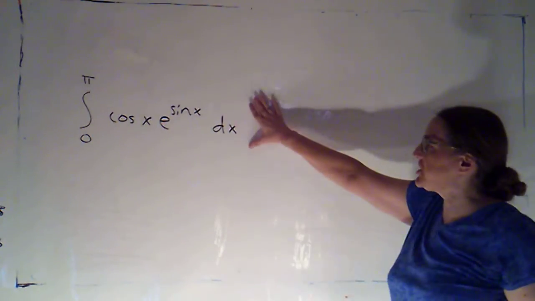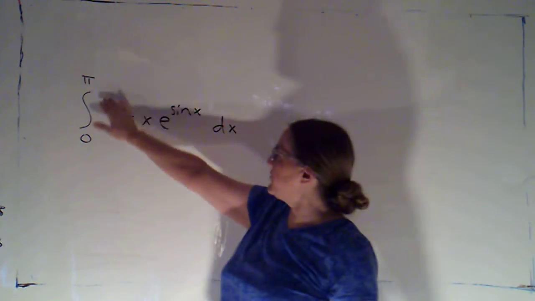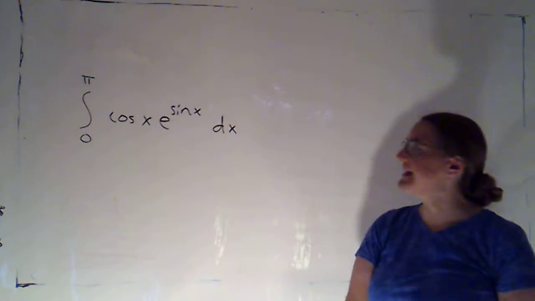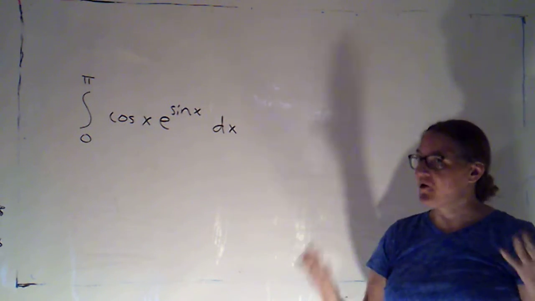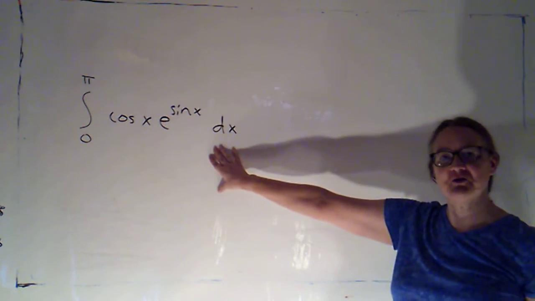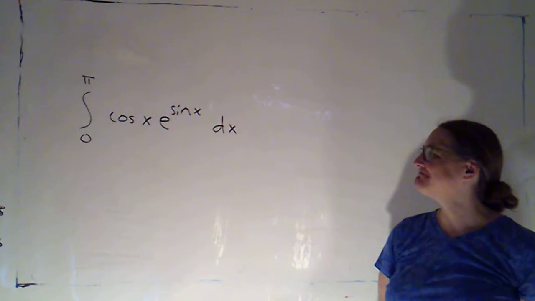Okay, I've got a definite integral up here on the board for you folks to try. So we're integrating from 0 to pi, cosine of x times e to the sine x, integrating with respect to x. So pause the video, give it a shot, tune back in, and we'll work through it together.